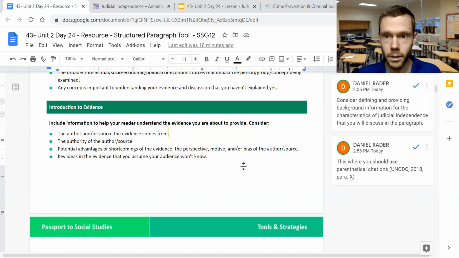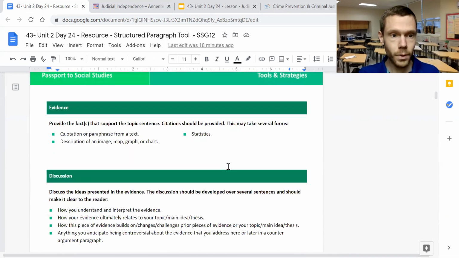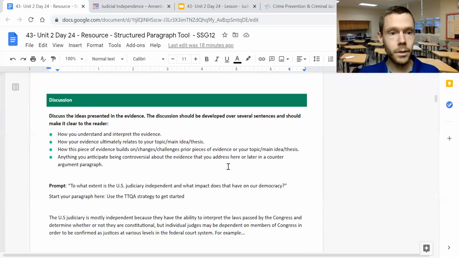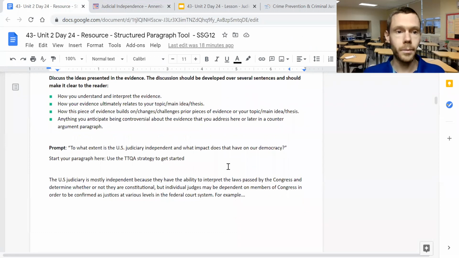That's what the paragraph section is, especially if we're doing APA citations, we can make that notation as well. So we'd also want to present our evidence and really think about how we might present this evidence, whether it be quotations, statistics, or describing data to our audience. And then we want to discuss and interpret our information, right? We want to think about how our evidence ultimately relates to our topic, main idea, or thesis that we're trying to convey.